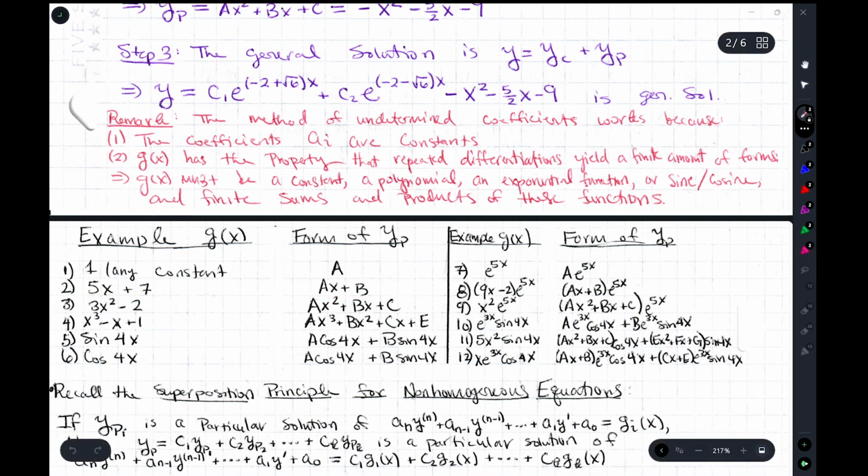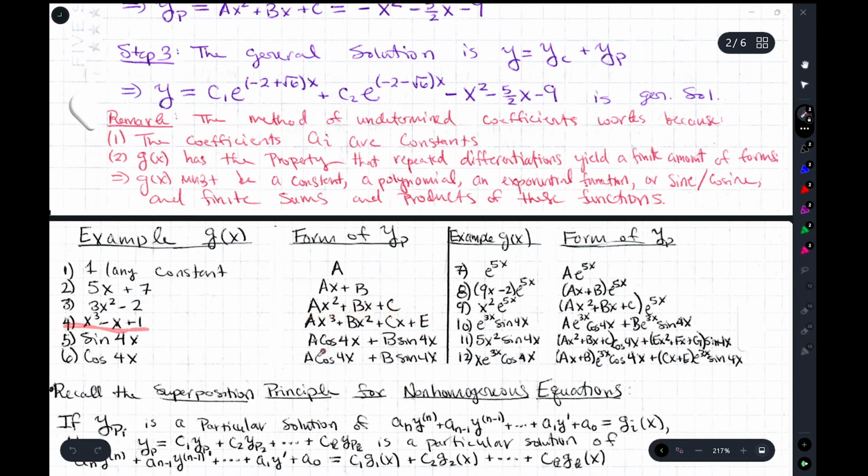What about 5x plus 7? We'll take the guess ax plus b. What about this one, 3x squared minus 2? Now naively you might think ax squared plus b, but that's not the case. Yes, there isn't a term that has a power of x in there, or you could say it's 0 times x. But we still have to include that here in our guess. So that's very important.